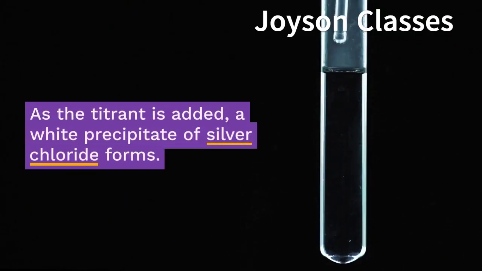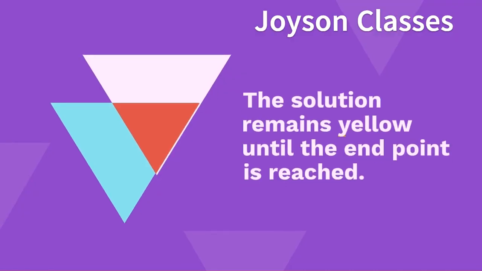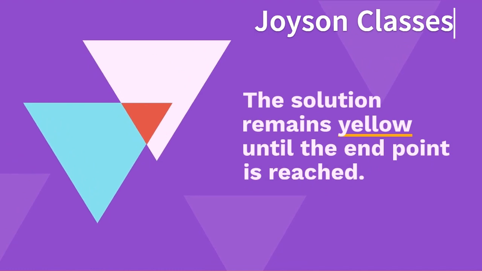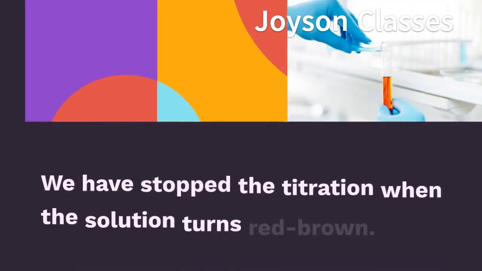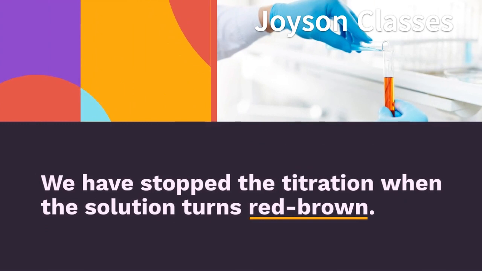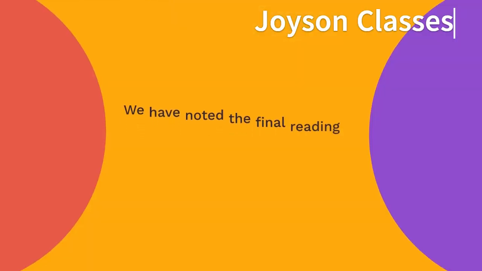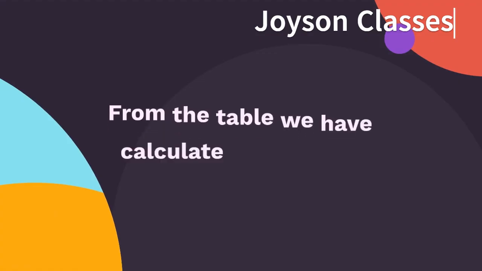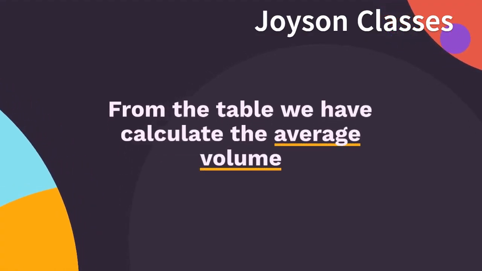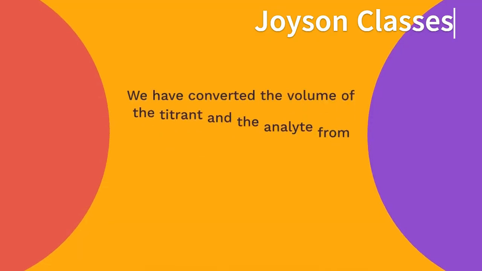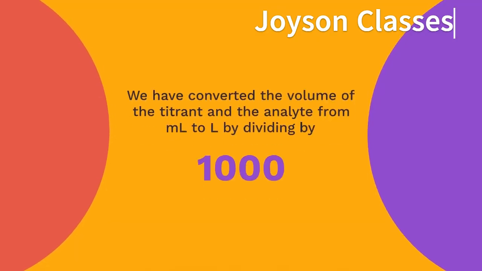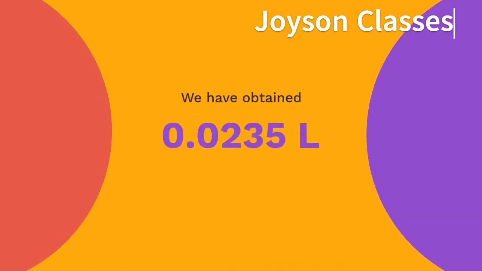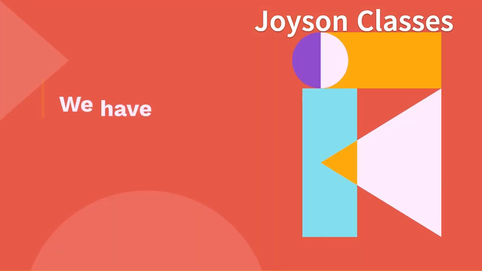As the titrant is added, a white precipitate of silver chloride forms. The solution remains yellow until the end point is reached. We have stopped the titration when the solution turns red-brown. We have noted the final reading of the burette as 23.50 milliliters. From the table we have calculated the average volume. We have converted the volume of the titrant and the analyte from ml to L by dividing by 1000, and we have obtained 0.0235 L.